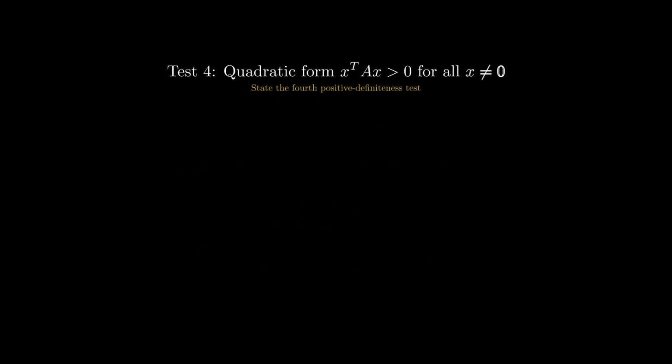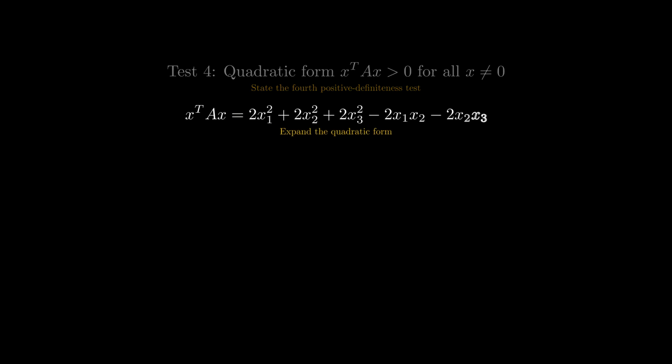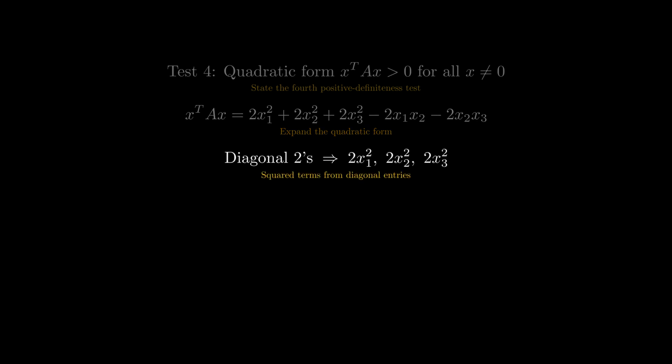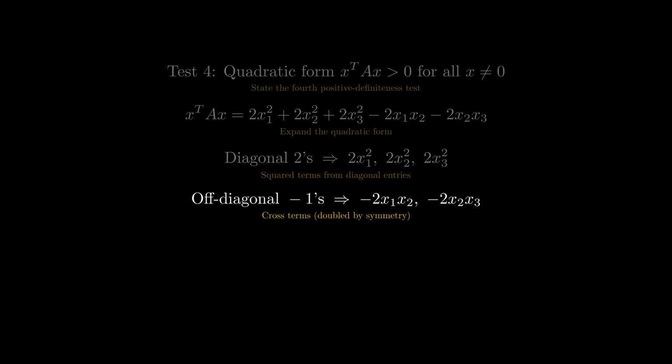Test 4, the quadratic form. We compute x transpose Ax, and the result is 2x1 squared plus 2x2 squared plus 2x3 squared minus 2x1x2 minus 2x2x3. Notice the pattern. The diagonal entries of A, all equal to 2, become the coefficients of the squared terms. The off-diagonal entries, each equal to -1, become cross terms, and they get doubled because by symmetry, each off-diagonal entry appears twice in the matrix.